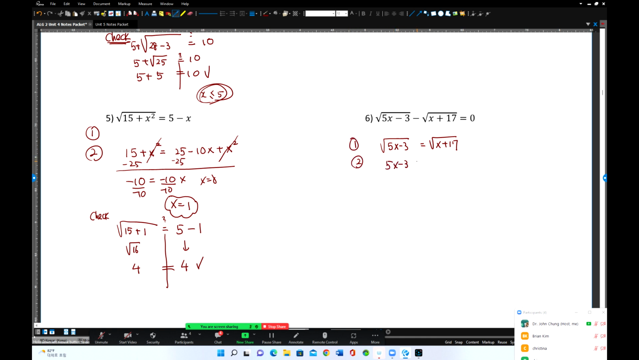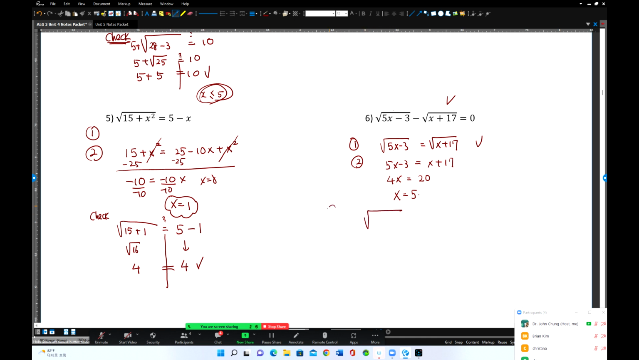5x minus 3. When you square this one, x plus 17. Okay, minus x is what? 4x. Plus 3 is what? 20. When you divide by 4, x is 5. Check it out. Okay, check it out. Here, original, or here, they are equivalent. It doesn't matter. I'm going to use the original.